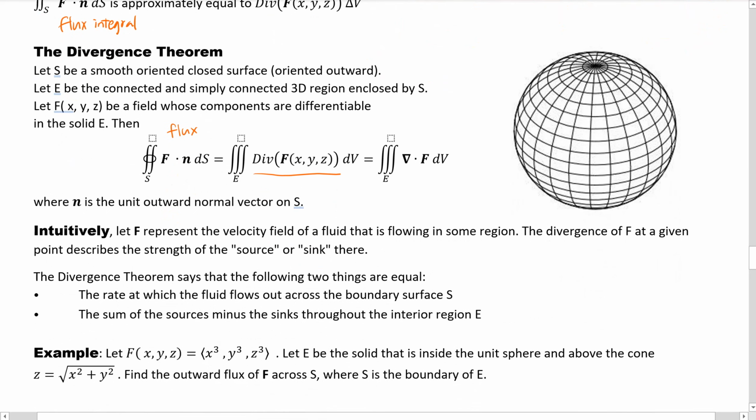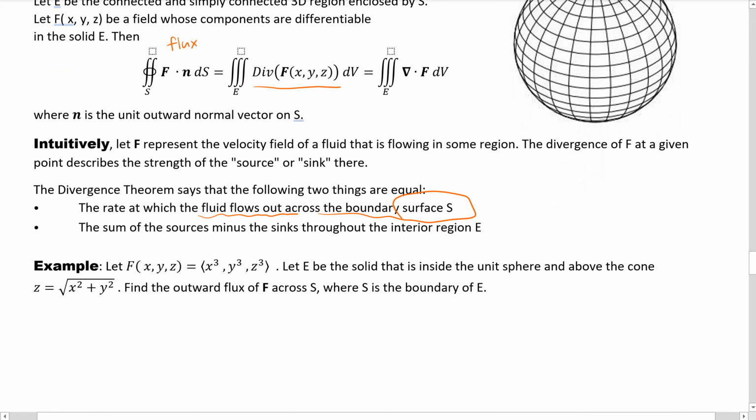Intuitively, let F represent the velocity field of a fluid that's flowing in some region. The divergence of F at a given point describes the strength of the source or sink there. And the divergence theorem says that the following two things are equal. First, the rate at which the fluid flows out across the boundary surface S. Second, the sum of the sources minus the sinks throughout the interior region E. Okay? So let's do some examples.